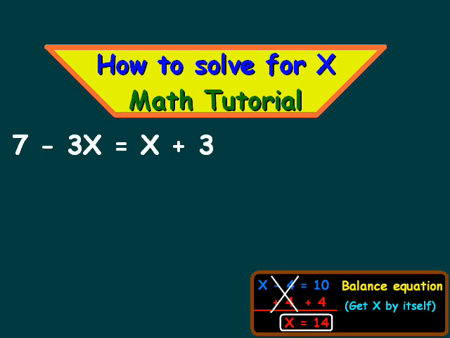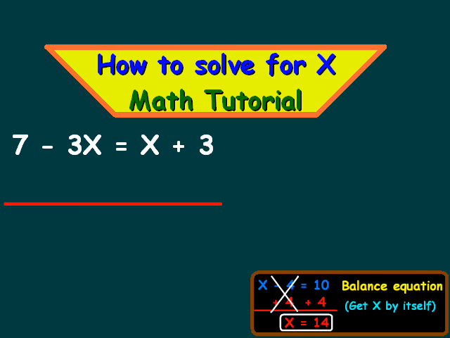Now let's take a look at the little bit more challenging problem. And we have in front of us the equation of 7 minus 3x is equal to x plus 3. And what we want to do is we want to balance this equation, try to get x by itself, solve for x and figure out what x is equal to. So let's go ahead and get started on this one here. Let's start with the balancing.